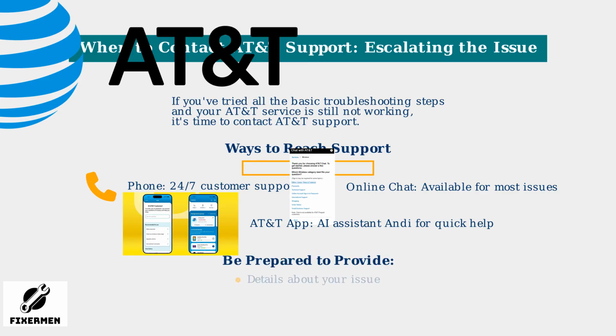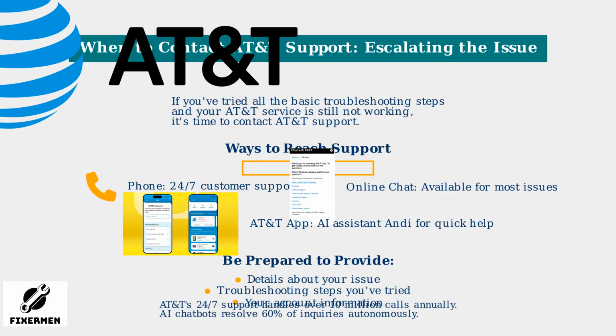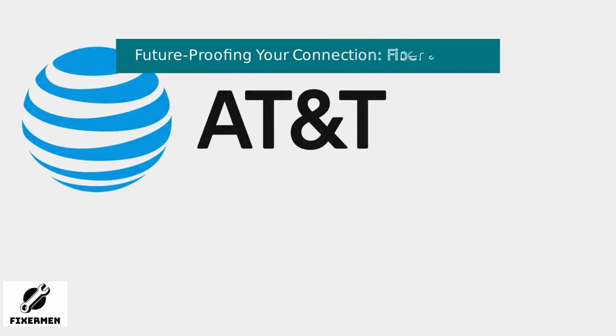When contacting support, be prepared to provide specific details about your issue, the troubleshooting steps you've already attempted, and your account information to help resolve the problem quickly. AT&T's customer support handles over 10 million calls each year, and their AI chatbots now resolve a significant portion of customer inquiries automatically.